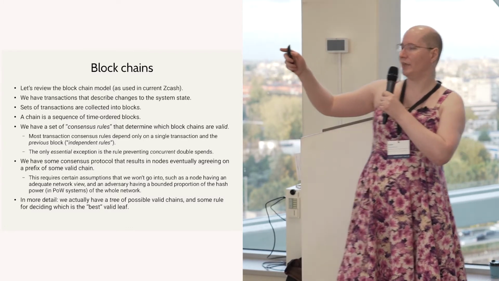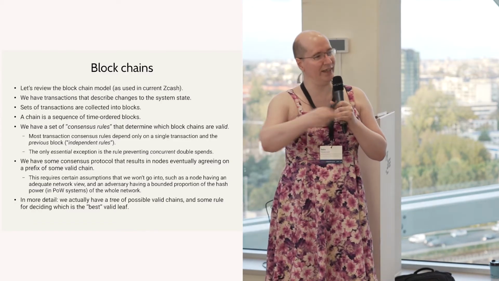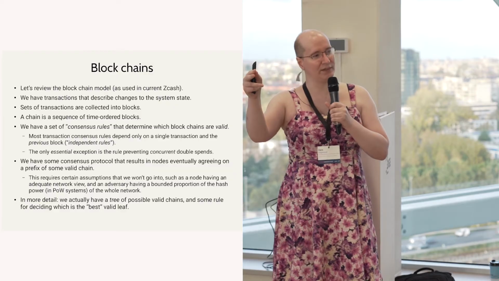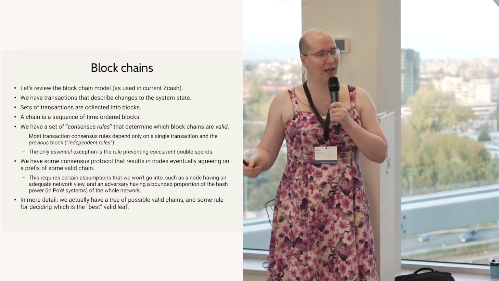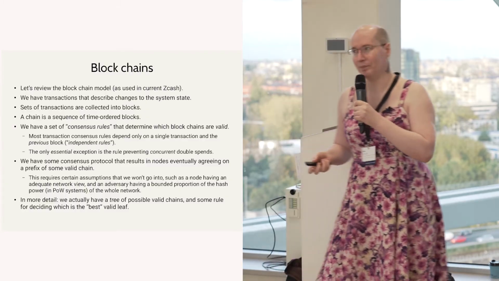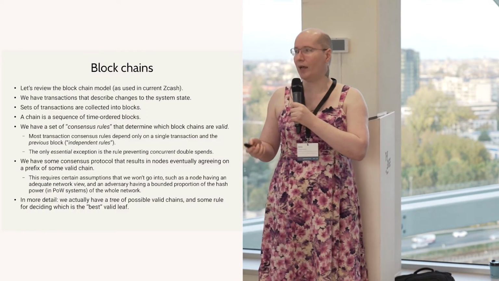People think of blockchains as a chain. They're not really, they're trees, and you have orphan blocks, and you eventually end up ignoring the orphans. But it's really always a tree, and you have some rule for deciding which is the best leaf.